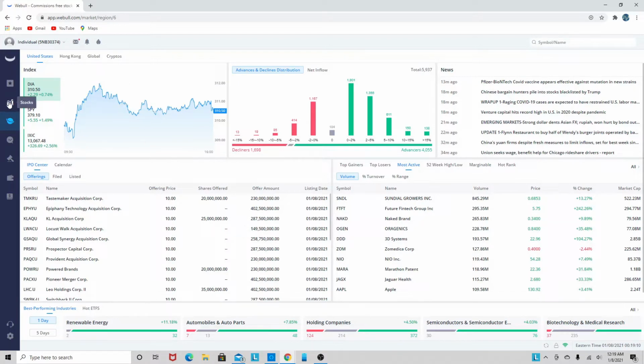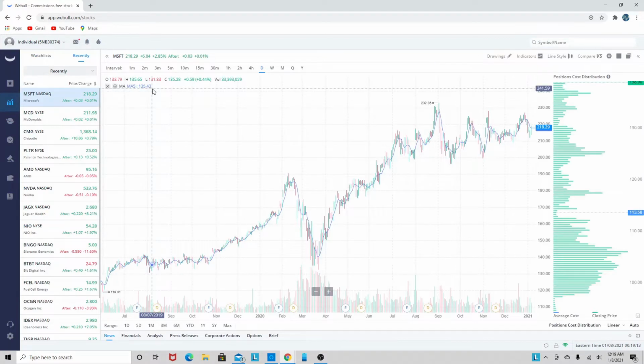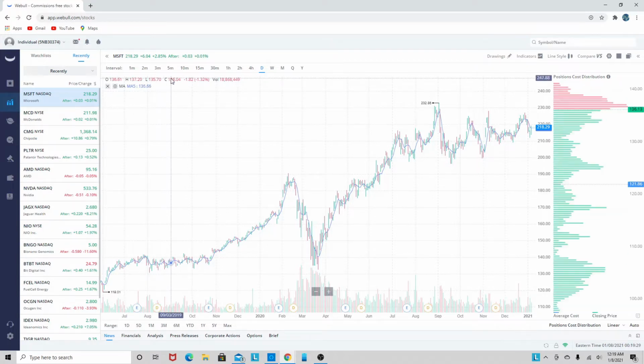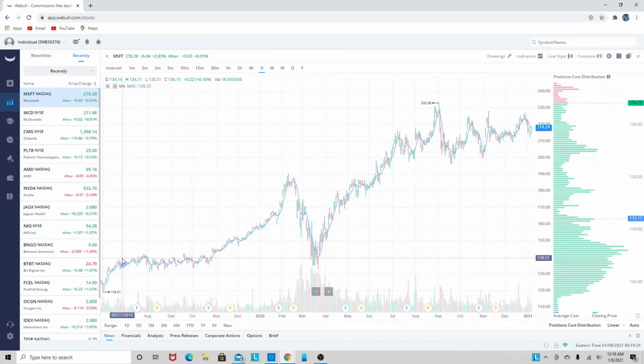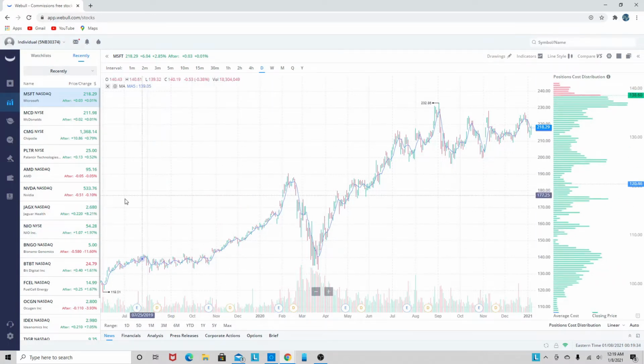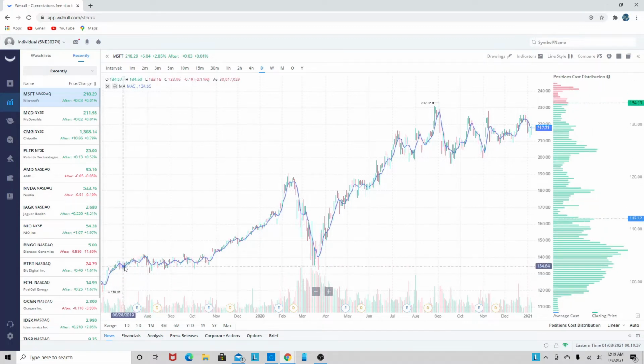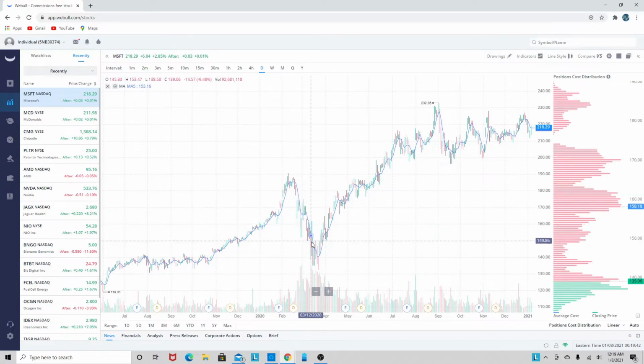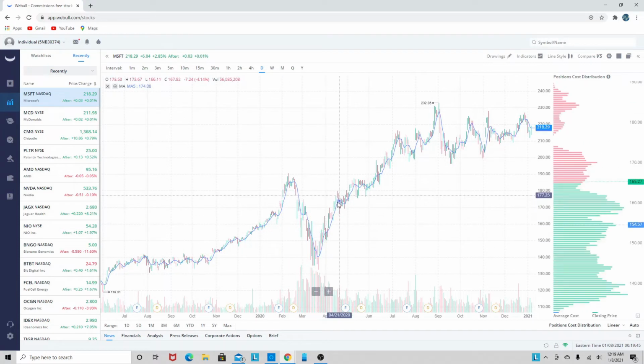Today we are going to be looking at Microsoft's chart. It's currently sitting at $218.29. Today is January 8th, 2021. And I'm going to start on the daily chart here. I'm going back to July of 2019, before COVID, obviously, as you can see on the chart, this is COVID right here. The big dip in the middle really took the price down.